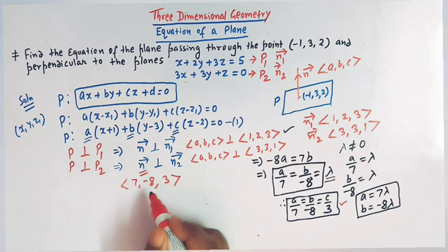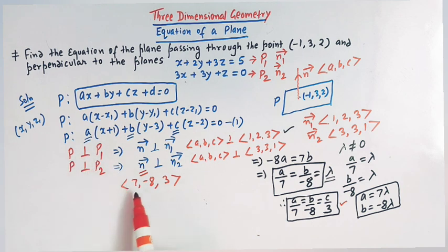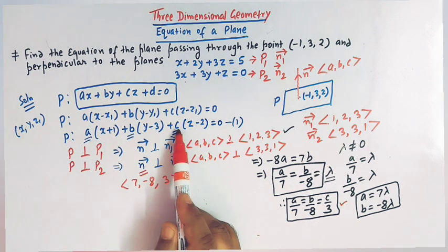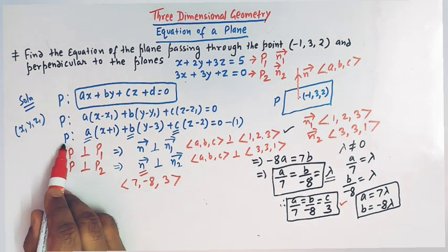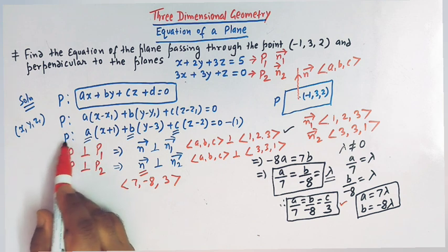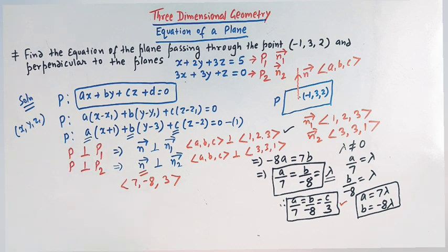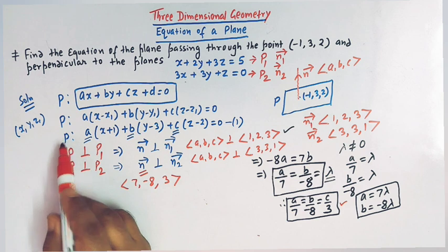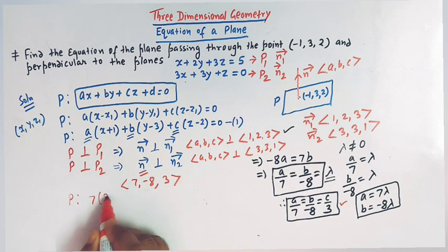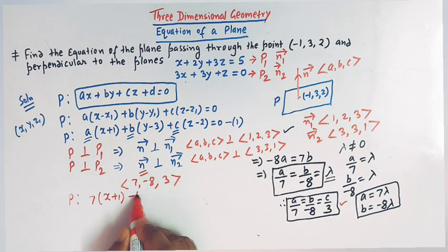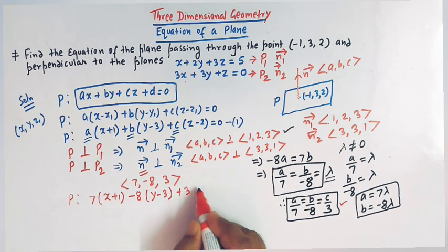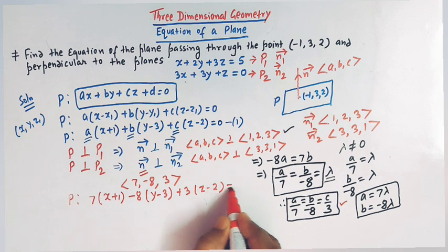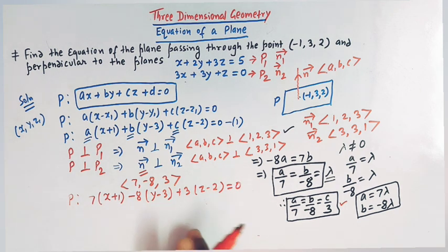And now we can substitute the values of a as 7, b as minus 8 and c as 3 in equation number 1 to get the equation of the plane P, right? So now the equation of plane P is 7 times x plus 1, then we have minus 8 times y minus 3, and 3 times z minus 2 is equal to 0, right? Now we can simplify it.